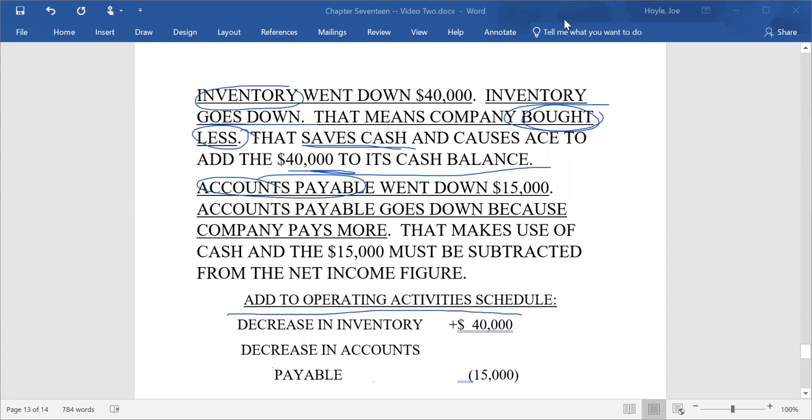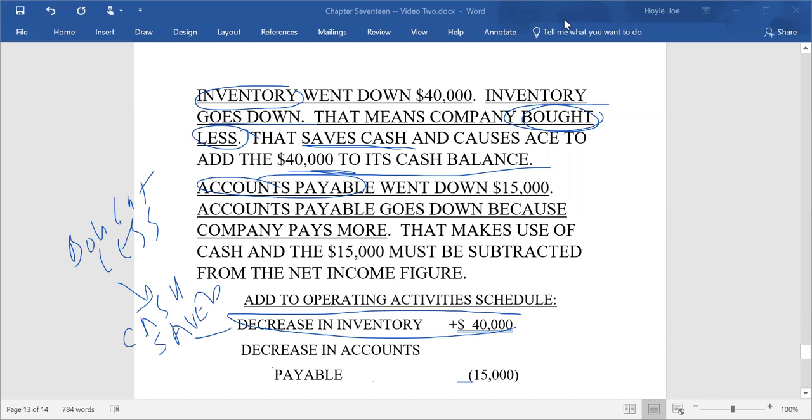The decrease in inventory, you bought less. And if you bought less, what is the effect upon cash? It means that the cash is saved. And if you save cash, that decrease in inventory saves your cash, you will add that.